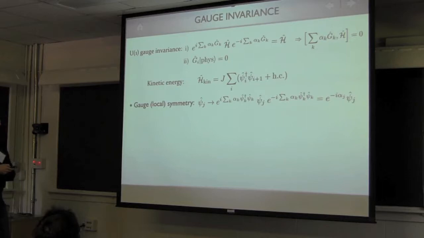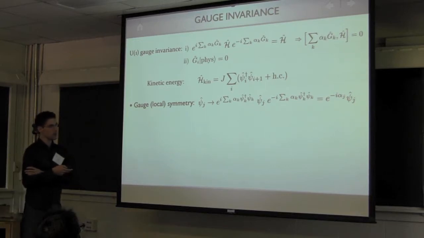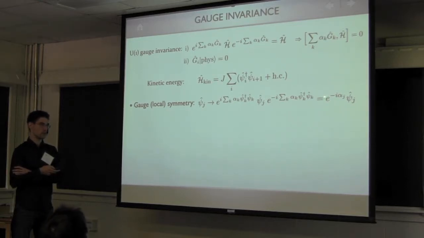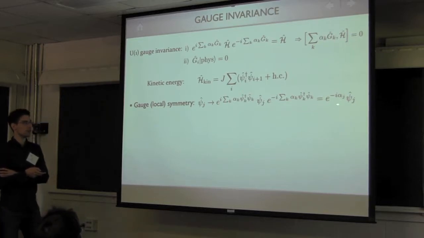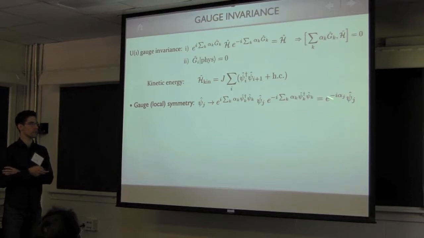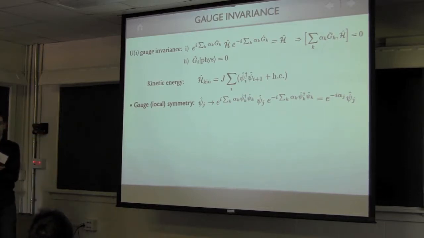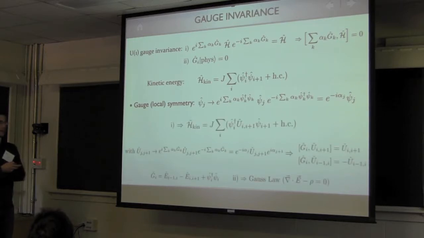However, a gauge symmetry, or local symmetry, acts in such a way that the transformation has local parameters, so the fields transform locally with this parameter alpha. Now if you include this transformation in this Hamiltonian, one can see that one picks up a phase between these two fields, which is e to the alpha j plus 1 minus alpha j. So in general, this Hamiltonian is not gauge invariant, and one has to put some remedy to this fact.